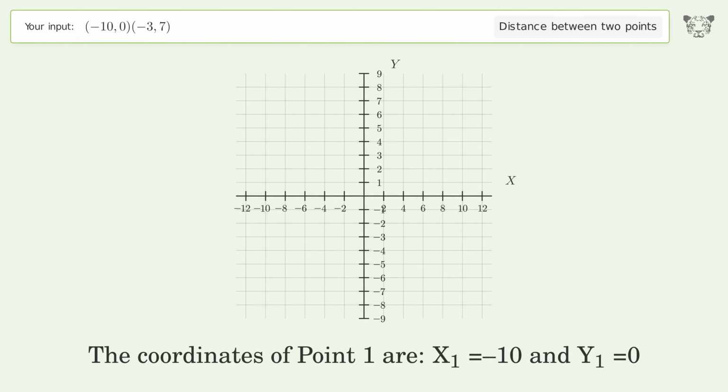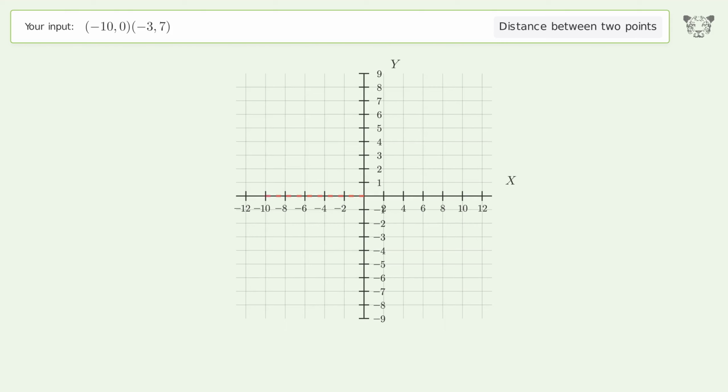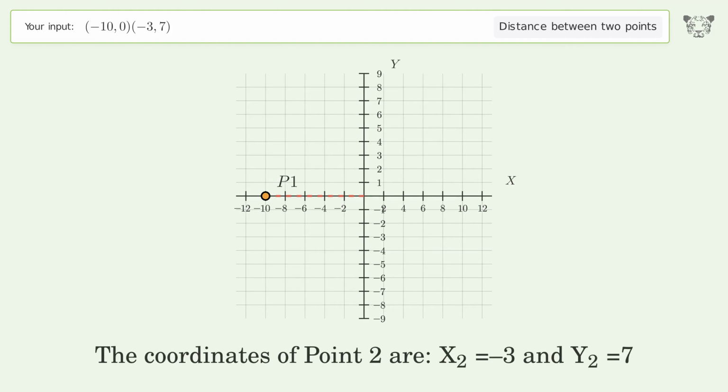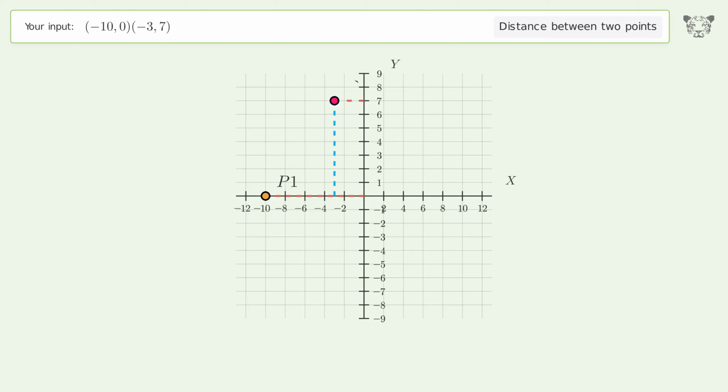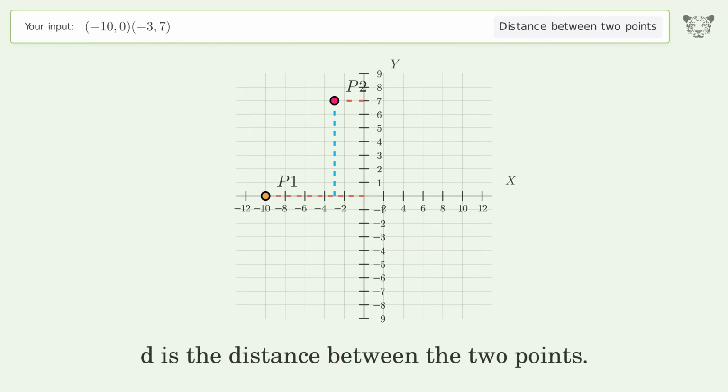The coordinates of point 1 are x1 equals -10 and y1 equals 0. The coordinates of point 2 are x2 equals -3 and y2 equals 7. D is the distance between the 2 points.